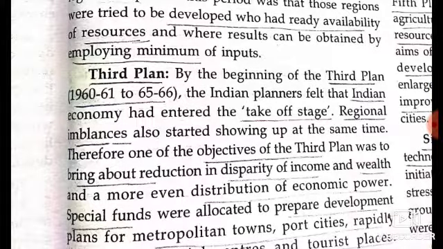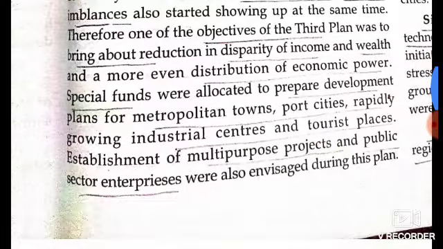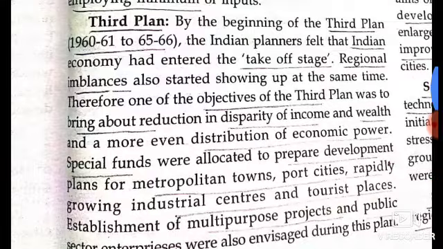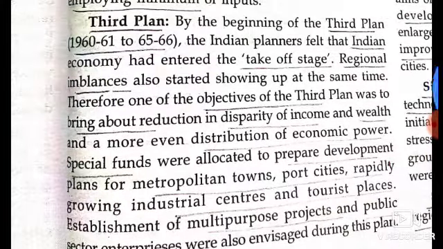Third plan. By the beginning of the third plan, 1960 to 1961 and 1965 to 66, the Indian planners felt that the Indian economy had entered the take-off stage. Regional imbalances also started showing up at the same time. Therefore, one of the objectives of the third plan was to bring about a reduction in disparity of income and wealth, and a more even distribution of economic power.